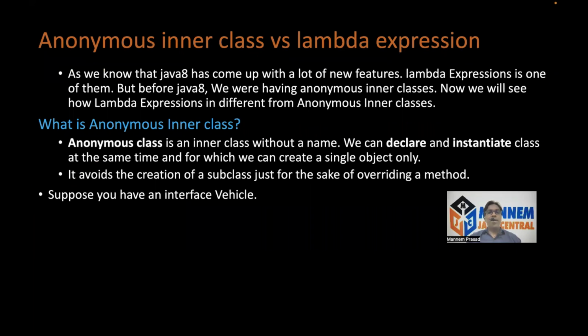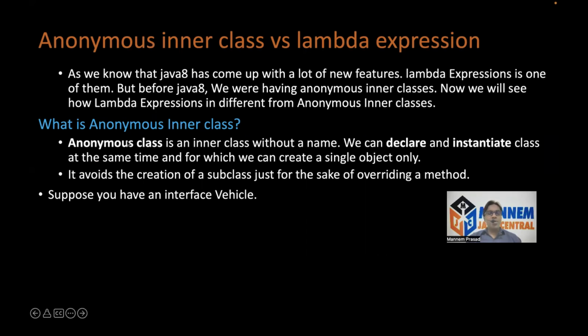As we know that Java 8 has come up with a lot of new features. Lambda expression is one of them. But before Java 8, we are having anonymous inner classes. Now we will see how lambda expression is different from anonymous inner class. So what is anonymous inner class? Anonymous class is an inner class without a name. We can declare and instantiate that class at the same time, and for which we can create a single object only. So basically, anonymous inner class avoids the creation of subclass just for the sake of overriding a method.